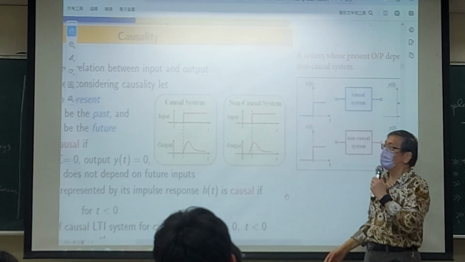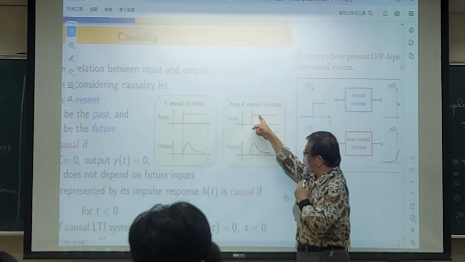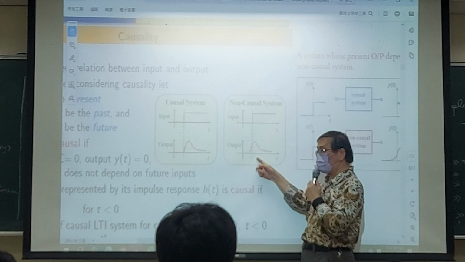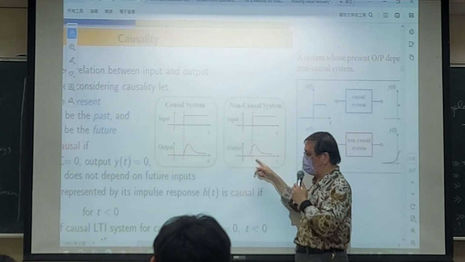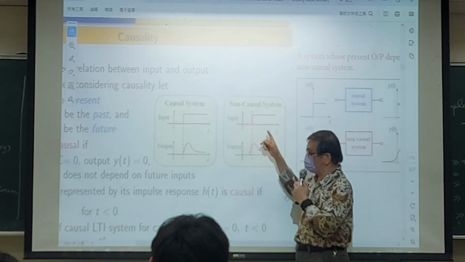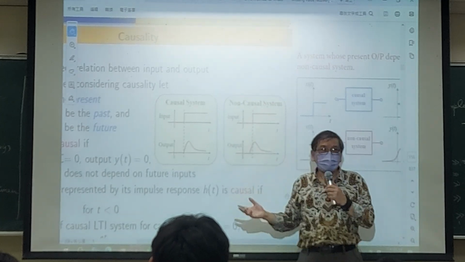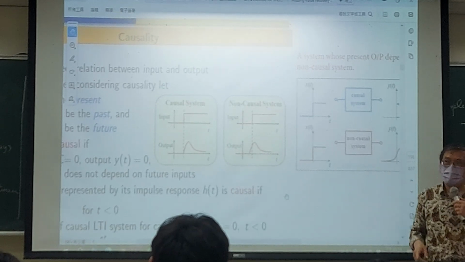But look at this one here. If we are considering a non-causal system, and we have an input like this one, but look at the output. Before the input is applied, there's an output. There's an output before the input is applied. What kind of situation can happen? Stock market.